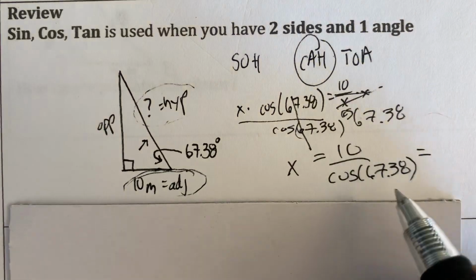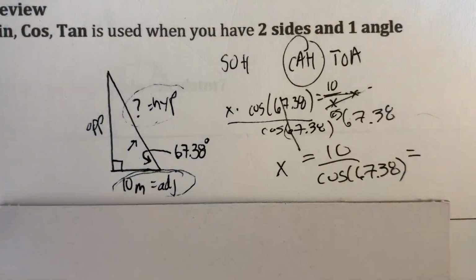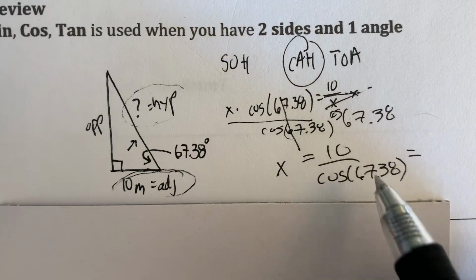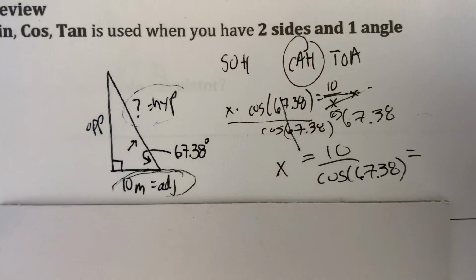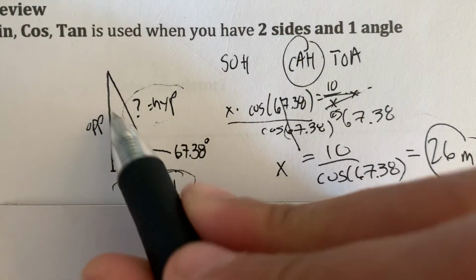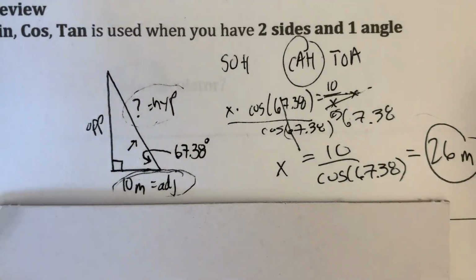We put that into the calculator, and make sure when you put this in the calculator that your calculator or Google calculator is set to degrees, okay, not radians, degrees. And so that gives us, x would be 26 meters, right? So that is 26 meters. And so far, those are the two problems.